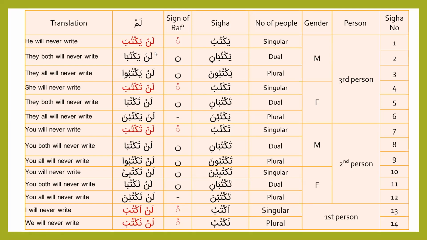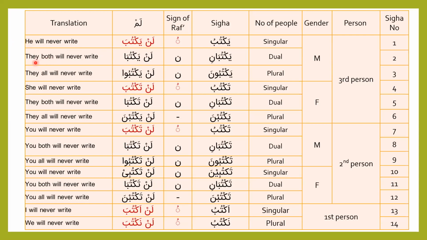Okay, can anyone please help? What is the meaning when lan comes? If you remember, the time of fi'l mudari is present and future. But whenever lan comes, it takes the fi'l mudari into the future, and it negates in the future. It will be like never. So yaktubu means he writes or he will write. But if you say lan yaktuba, it will be he will never write. So this is the translation.